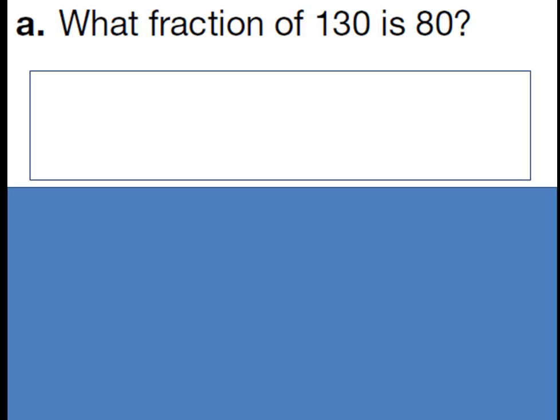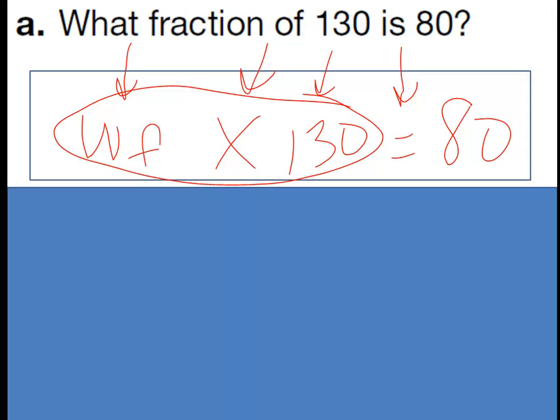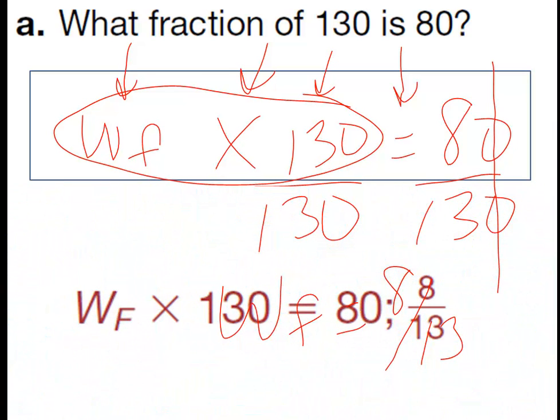Okay, the first thing you're going to do is take this and pull it down and make that what fraction. Of is times, bring down our 130, is equals 80. Okay, so we've got to isolate our what fraction. So what is happening here? It's being multiplied. So if we want to get rid of the 130, we need to divide both sides by 130, and that leaves us just with what fraction equals, and then we're going to simplify this, right? 8 over 13, because we divide both of those by 10. Hopefully that's what you got.